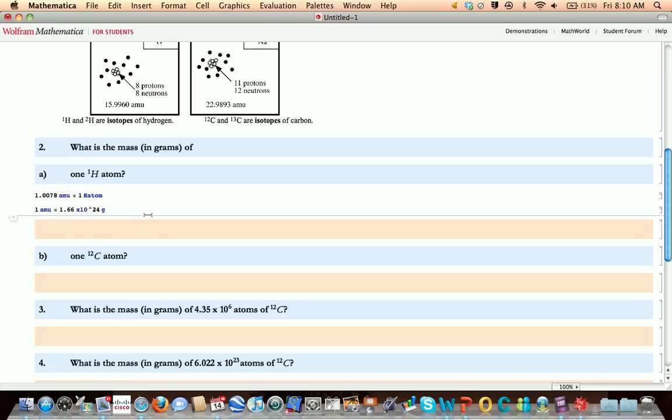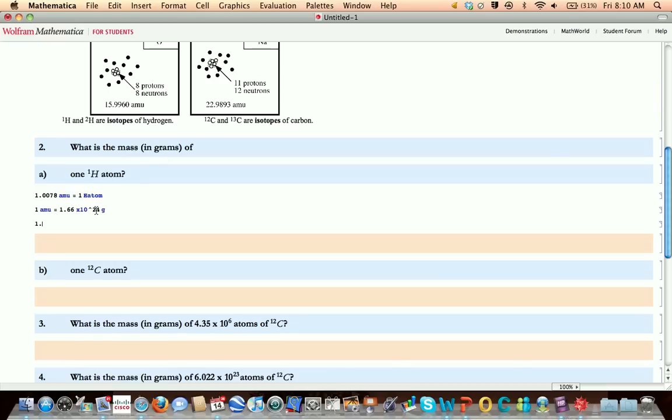Well, I know that whenever I have an equivalent statement like this, I can turn it into a ratio. I could say 1.0078 AMU over 1 hydrogen atom, or I could say 1 hydrogen atom is 1.0078 AMU and place the hydrogen atom on top. I know that I need to find grams in my problem. That's what my problem asks me for. So I'm going to use this ratio, and I'm going to write 1.66 times 10 to the, and I made a mistake earlier, it's minus 24. Let's fix that up there. Minus 24.